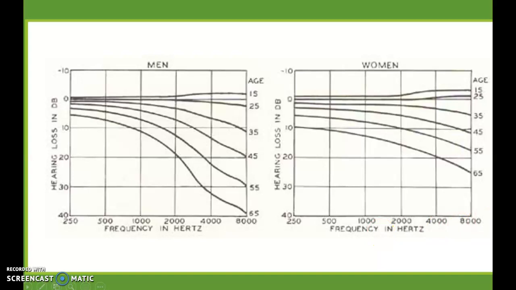So how did I lose my hearing? How did it get worse over the years? Probably for me would be all the concerts that I attended. All the music concerts over the years probably did a number on my hearing.